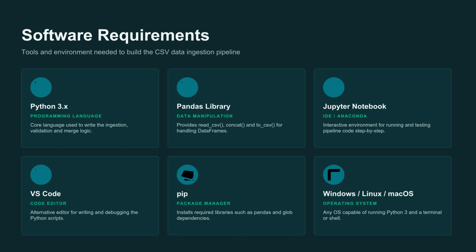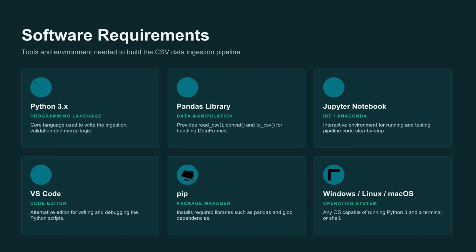The next thing that is required is the Pandas library. This is the tool that does the heavy lifting. It gives us functions like read_csv, concat, to_csv, that let us read, merge, and write our data with just a few lines of code. You can install it with one command, that is pip install pandas. The next thing that you need is an editor. You can go with Jupyter Notebook or VS Code for actually writing and running your code.